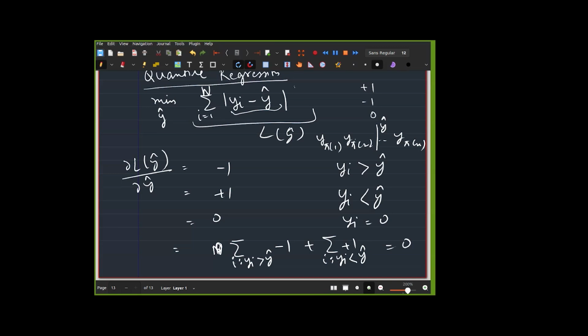And of course, your y hat could also be equal to W transpose xi, right? So that's not the issue. The point is, if y hat is equal to W transpose xi, then it's a conditional median, the solution. If it's just y hat, then y hat is equal to the median. So that's the first part, where I'm showing you a loss function where the solution is the median.